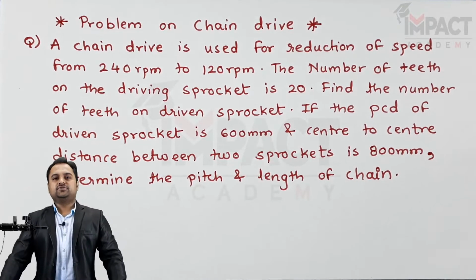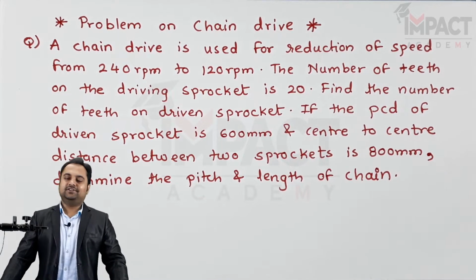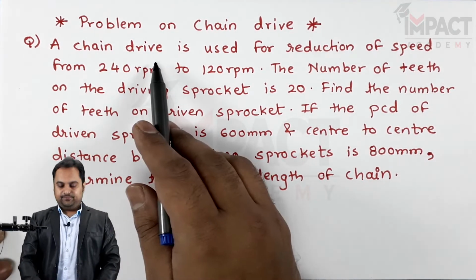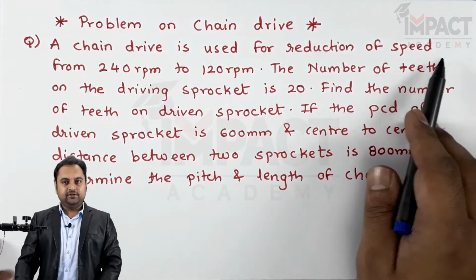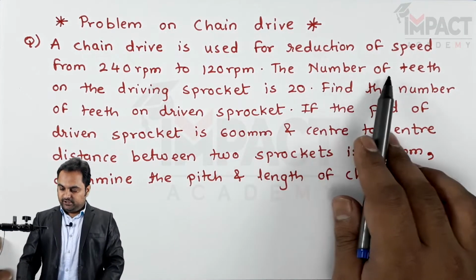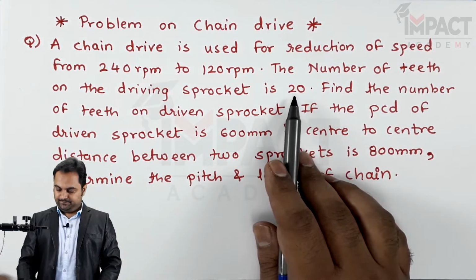Hi friends, here in this video we'll see a problem on chain drive. For that, here is the question. A chain drive is used for reduction of speed from 240 rpm to 120 rpm. The number of teeth on the driving sprocket is 20.